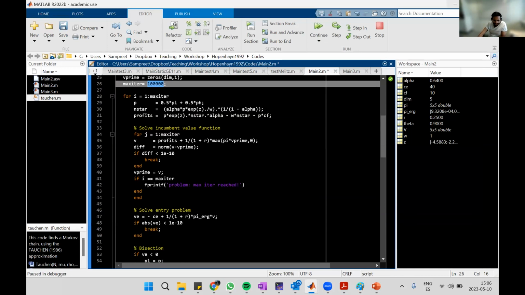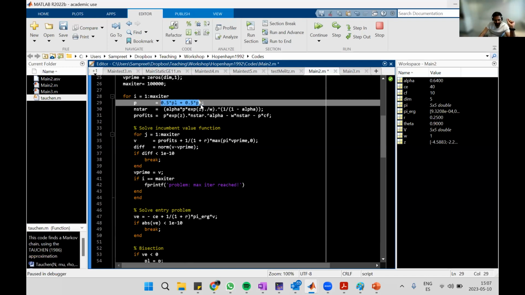Okay. Then I have a for loop for i equal to 1 to max iter. I will stop it at the maximum iteration, because if it doesn't converge until this, it means it will never converge. So something is wrong. That's where I stop. My first guess will be the mean of the high and low price. This is my first guess.